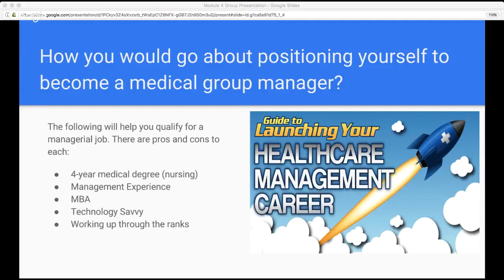Staying technology savvy. Healthcare and technology are becoming more mixed. Anyone who has the ability to adapt to those changes will have the advantage over those that don't. Working up through the ranks. This is good because you will be familiar with the facilities, but you will not have the formal education to go with it. This could lead to undervaluing yourself and getting undervalued by others.